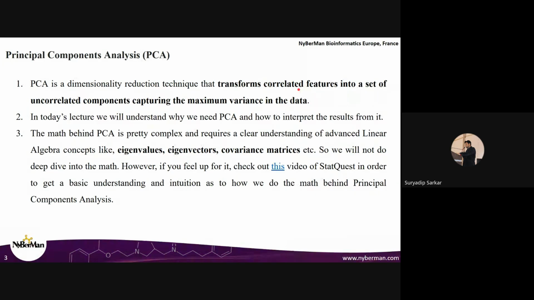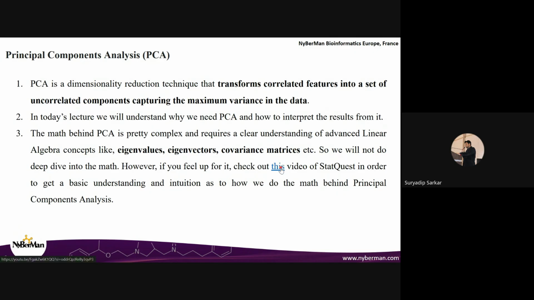Our focus in today's lecture will solely be on why exactly we need to do PCA and how we can interpret results from a PCA plot. This is mainly because the math behind PCA is pretty complex, and it requires a very clear understanding of advanced algebra concepts like eigenvalues, eigenvectors, covariance matrices, etc. So we won't go into the mathematical know-how of PCA. It is absolutely not necessary for you. All we need to know is why we need it, and when we do it, how we interpret the results.